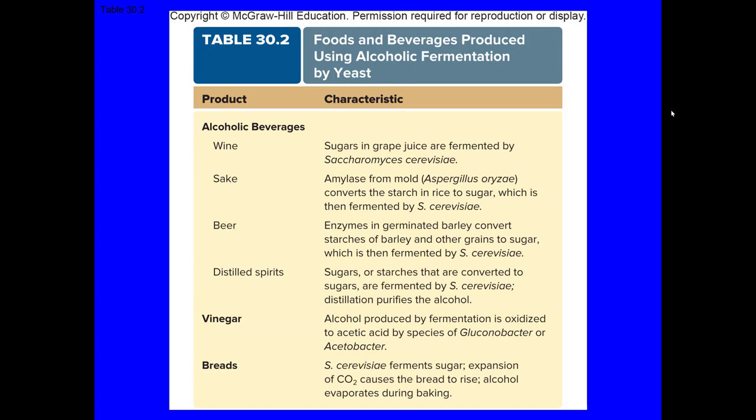Now, with sake, you have to have the amylase from the mold that will convert the starch in the rice to sugar.